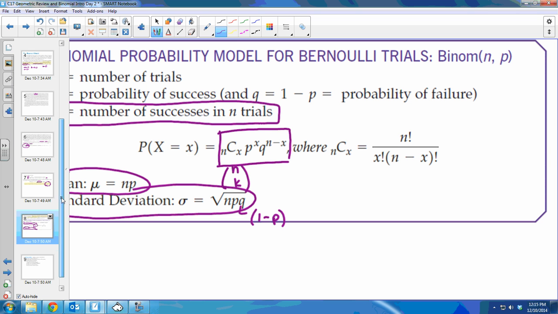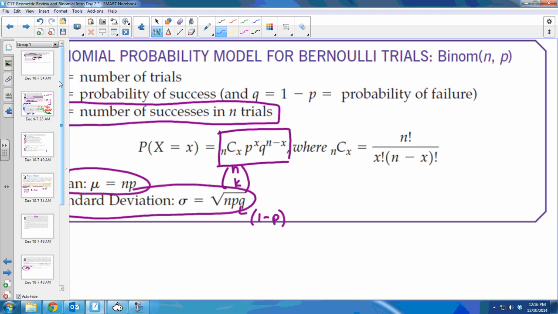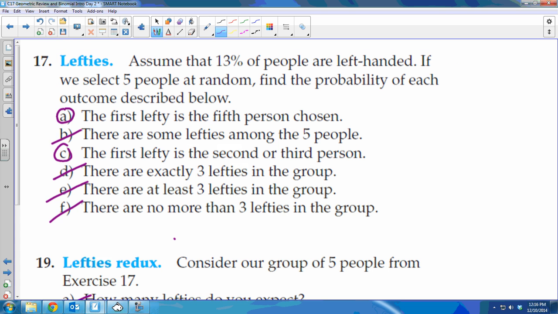Let's go back to those lefties questions, and let's actually answer some of them. We're not going to do A and C, because we could have done those yesterday, and I'm trying to focus on the binomial model. So we're going to do B, D, maybe a few more if we have time. I'm going to start with D, though, because it's the easiest example.